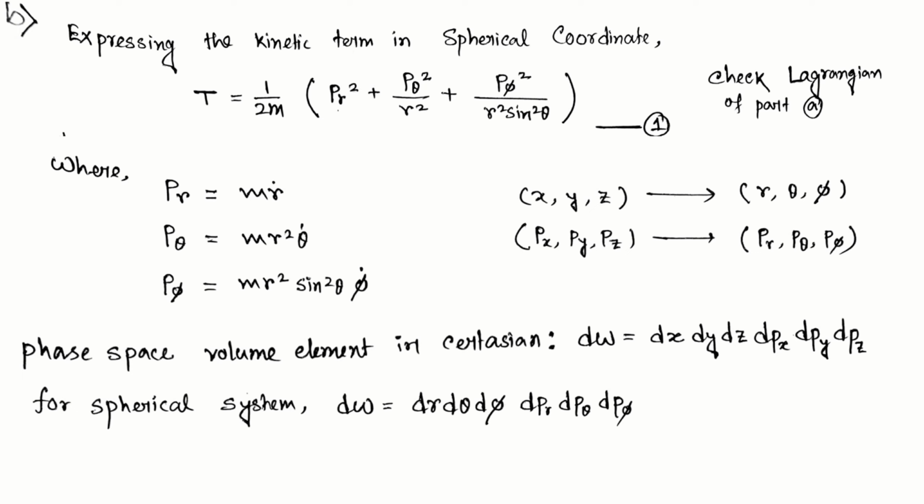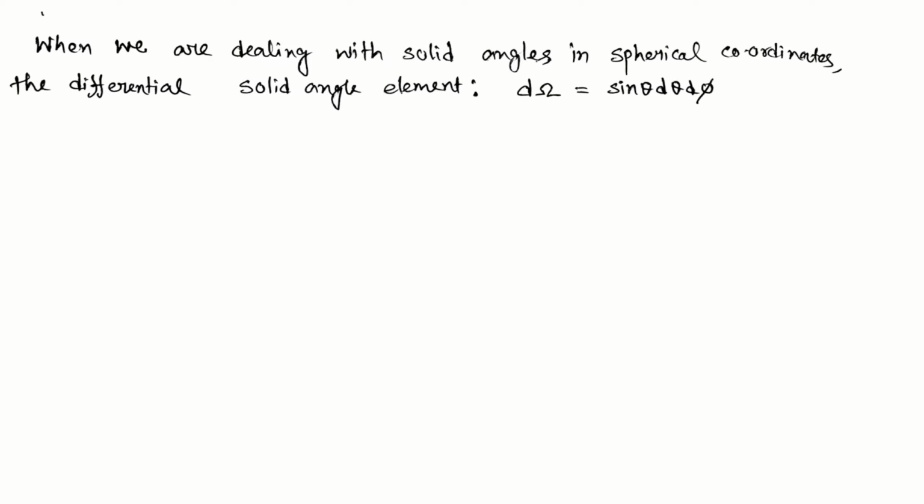Now the problem arises from here. In the d omega expression there is no sin theta dependence explicitly. This seems contradictory because we expect that equal solid angles in spherical coordinates should have equal weights, which is typically represented by the factor sin theta in the area element d theta d phi. Now when we are dealing with solid angles in spherical coordinates, the differential solid angle element, this is d omega, sin theta d theta d phi.